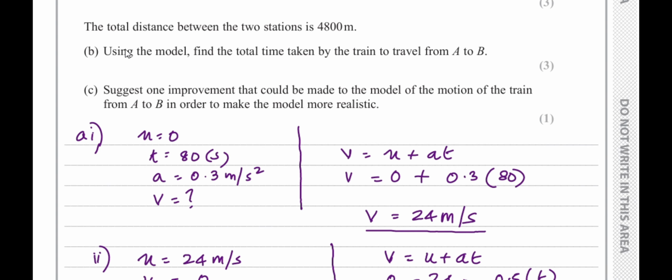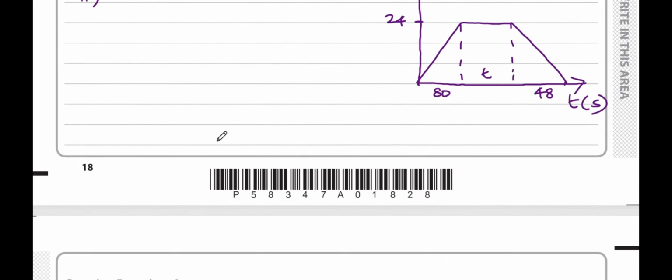Right. The total distance between the two stations is 4,800 meters. Find the total time taken by the train to travel from A to B. Okay, so we can use the information that the total distance is 4,800 meters because that's going to be the area under the velocity time graph. So if you can find the area here, you can put that as an equation and figure out what t is. It seems to be fairly easy here now. So you can say area is equal to distance is equal to 4,800 meters.